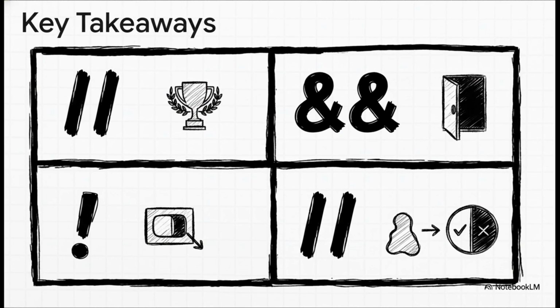So let's just do a super quick recap. Remember, the OR operator is your go-to for finding the first truthy value. The AND operator is for finding the first falsy value. Not is just a simple inverter. And the double not, well, that's our awesome shortcut for converting anything to a true Boolean.